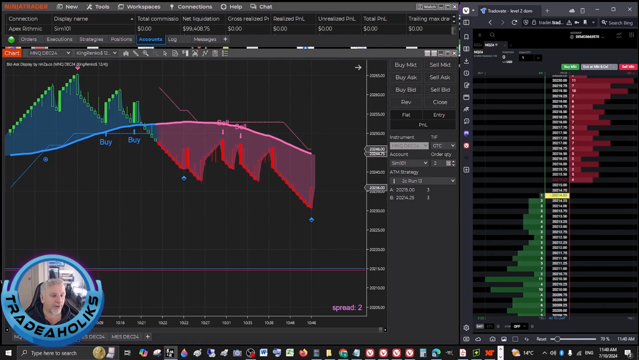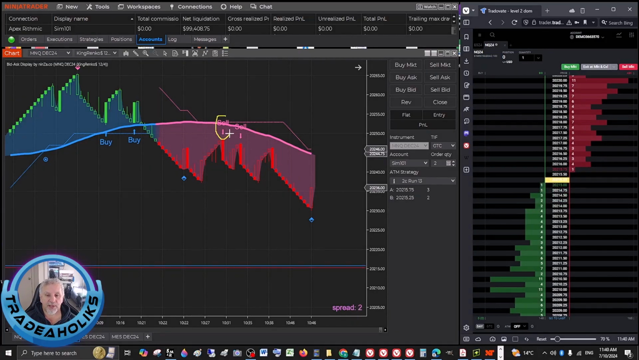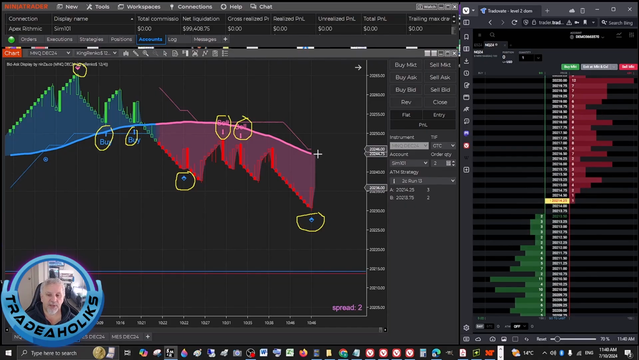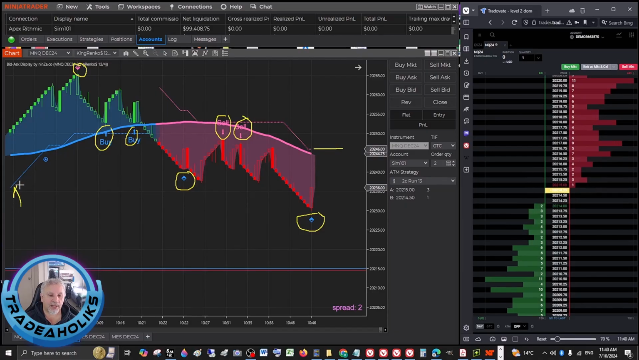I'll just show you. Okay, so you can see where it's got these sells, then you'll also see these triangles. Okay, you'll see one up there. You've got your buys, then you've got this line here, and this line here.